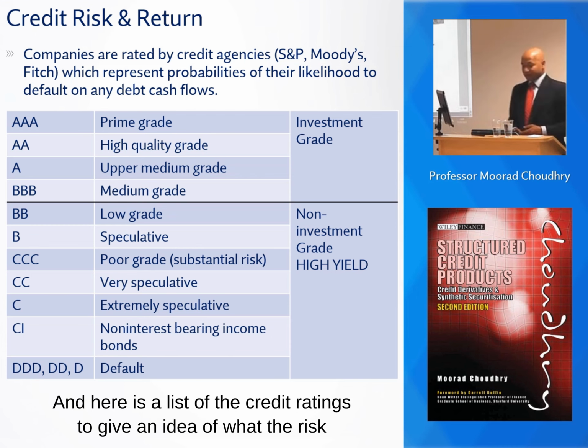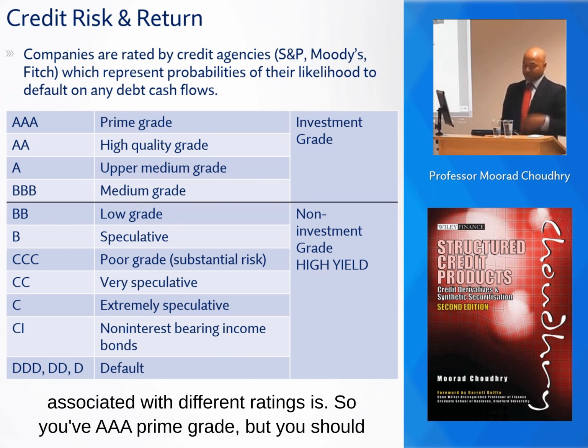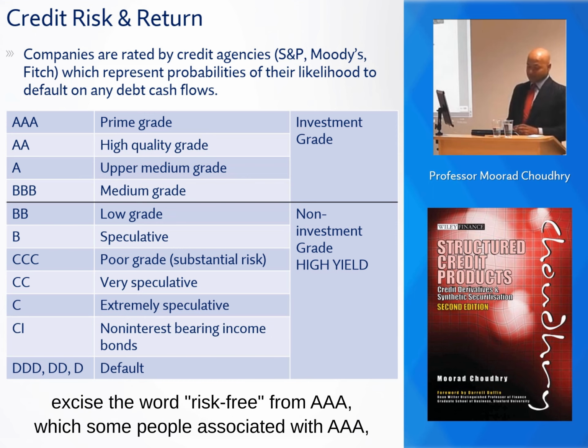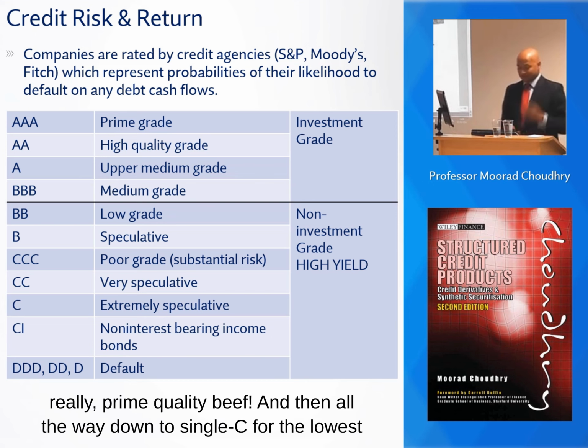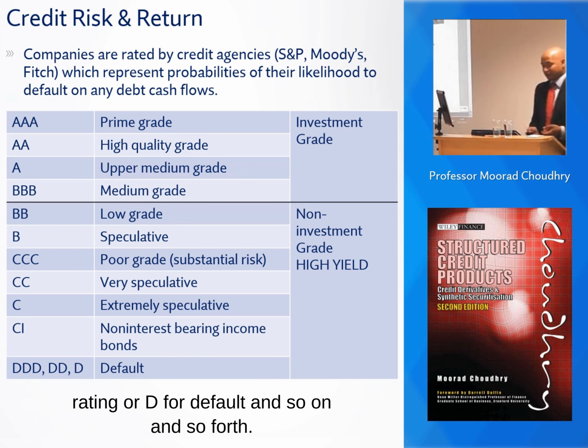And here is a list of the credit ratings to give an idea of what the risk associated with different ratings is. So you have AAA, prime grade. You should excise the word risk-free from AAA, which some people associate with AAA. It's not risk-free. It just means it's prime grade. Sounds like a cut of beef, really. Prime quality beef. And then all the way down to single C for the lowest rating, obviously D if it's in default, and so on and so forth. Okay?